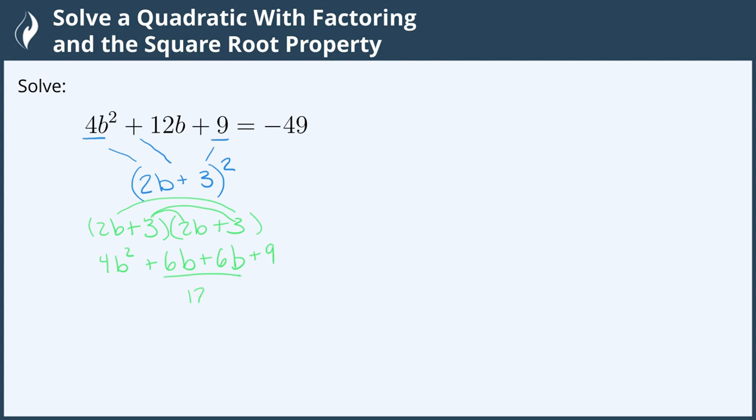Adding the like terms in the middle gives 12b, and you can see that when we FOIL, we end up with the original problem on the left side of the equation. For cleanliness' sake, we're going to come over here. The left side then factored beautifully to 2b plus 3 quantity squared equals negative 49.